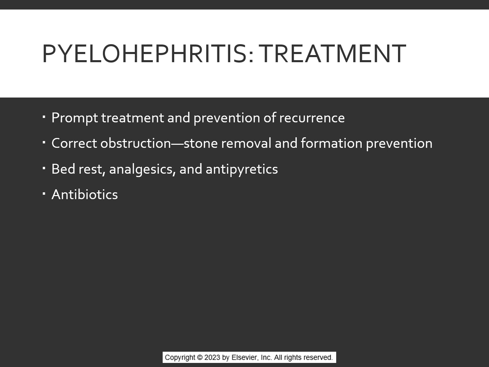Bed rest, analgesics, and antipyretics are prescribed. Sulfonamides such as Bactrim or fluoroquinolones like ciprofloxacin will be started because these drugs are effective against gram-positive and gram-negative bacteria. With chronic pyelonephritis, the patient could live for years without significant symptoms before renal damage leads to hypertension or kidney failure. Correction of obstruction, removal of stones, and prevention of stone formation are essential to correct chronic pyelonephritis and to prevent destruction and scarring of the kidney cells.